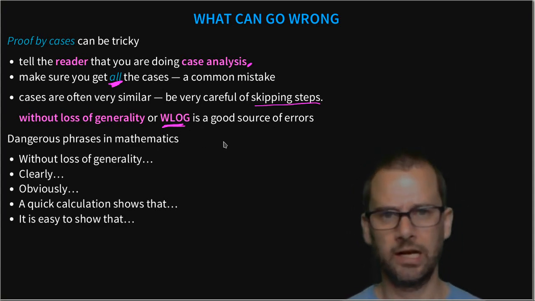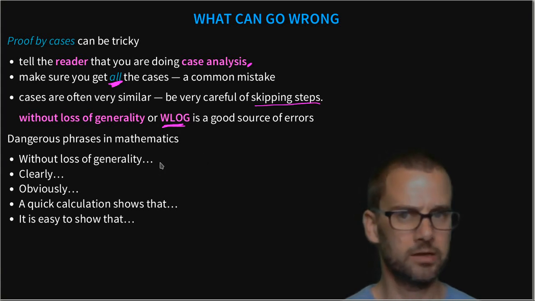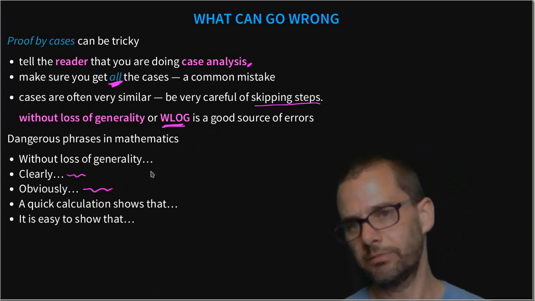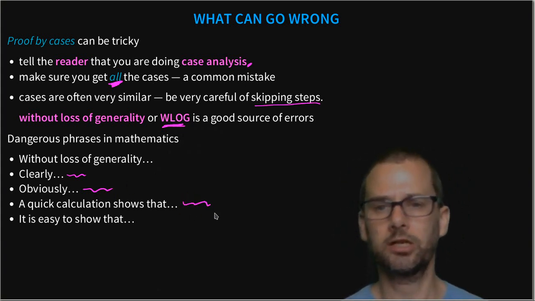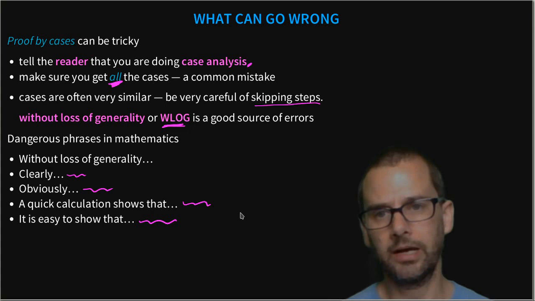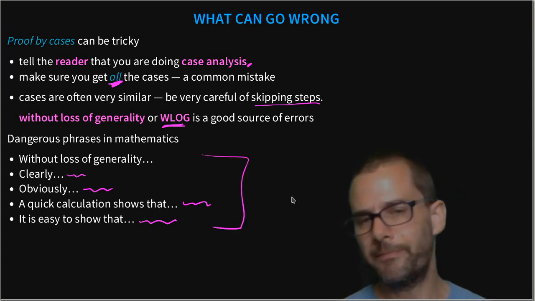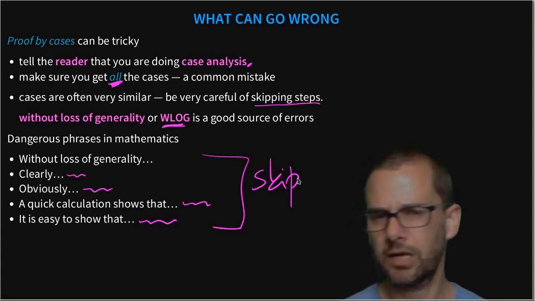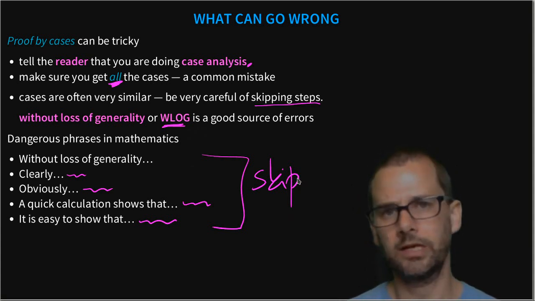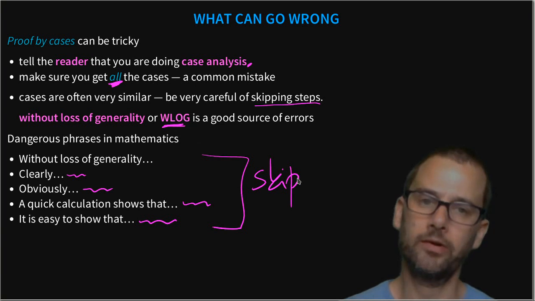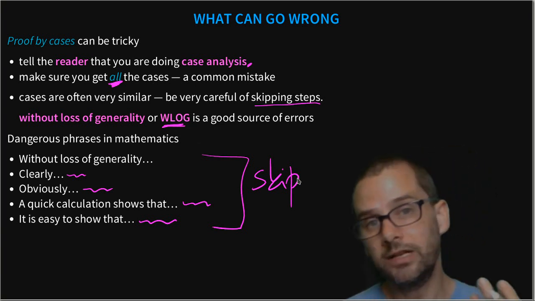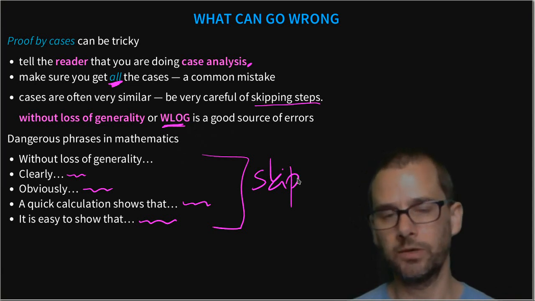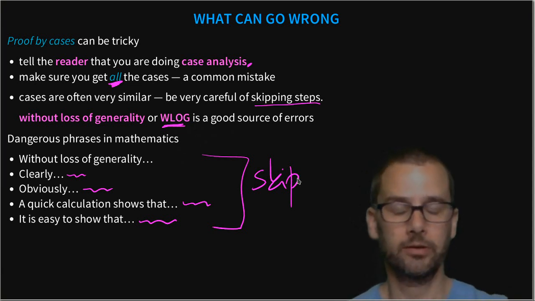And there are a lot of good dangerous phrases in mathematics, like without loss of generality. Clearly, this must be true. Obviously, this must happen. A quick calculation shows that. It is easy to show that. All of these things are basically saying, I'm going to skip some stuff. Okay? Don't do that, especially when you're getting started. Make sure you do everything carefully and slowly, and you can skip a bit of stuff when you're writing things up, but you definitely shouldn't skip things when you're doing your scratch work, when you're doing your draft work.